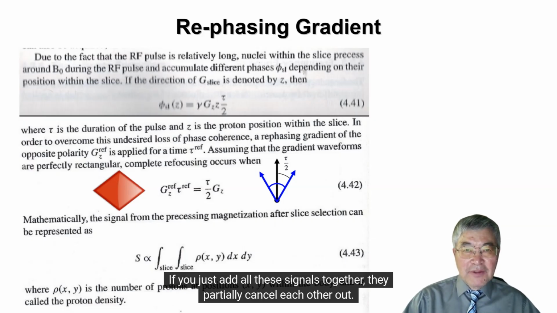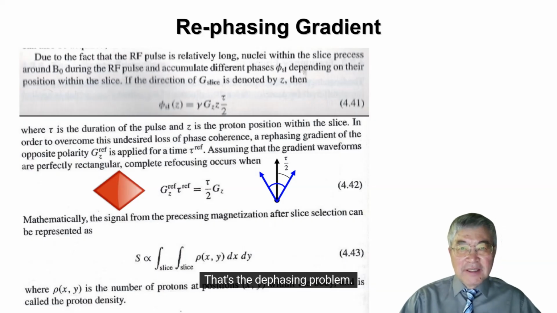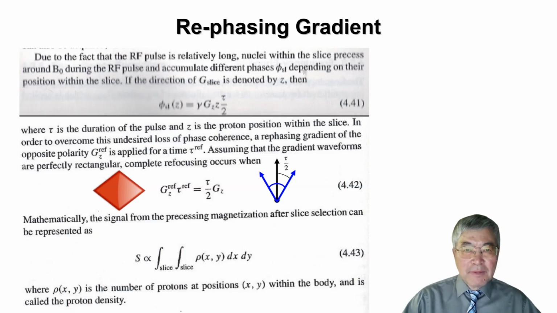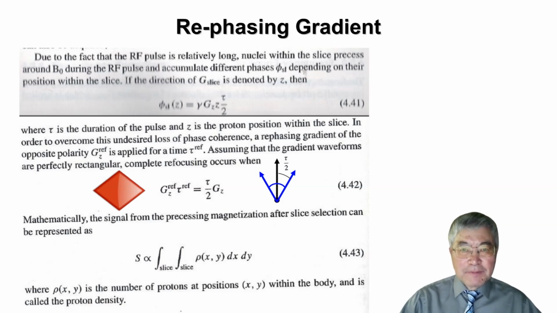If you just add all these signals together, they partially cancel each other out. The result is a substantial reduction in signal strength. That's the dephasing problem. So how do we fix it? We use what's called a rephasing gradient.